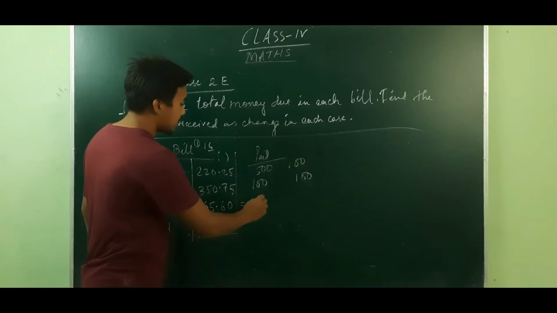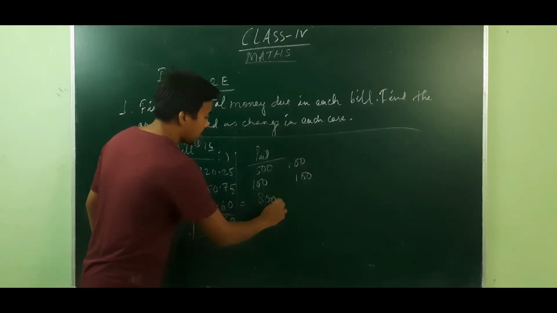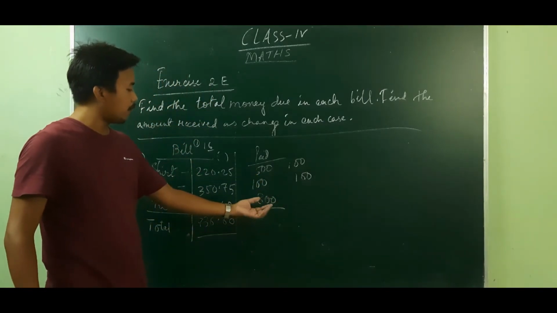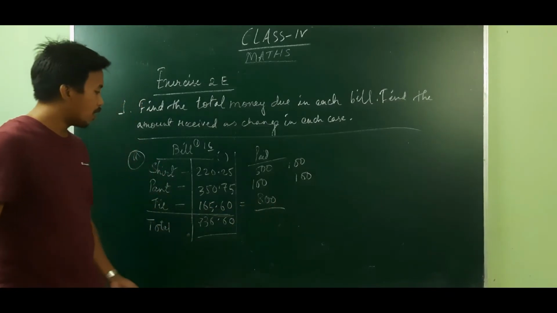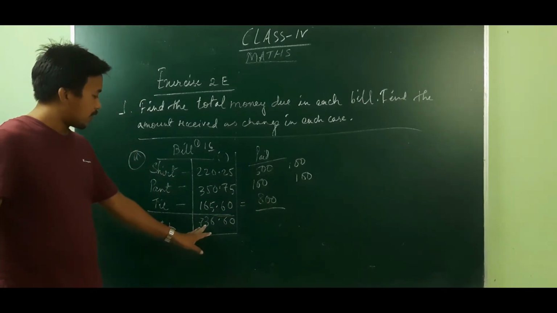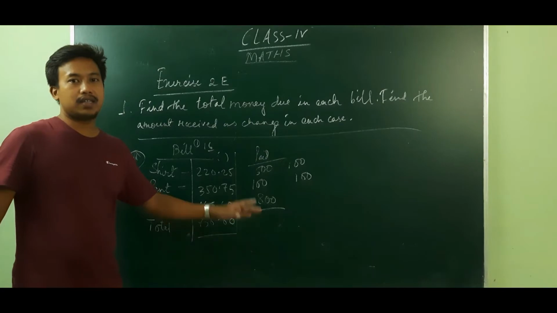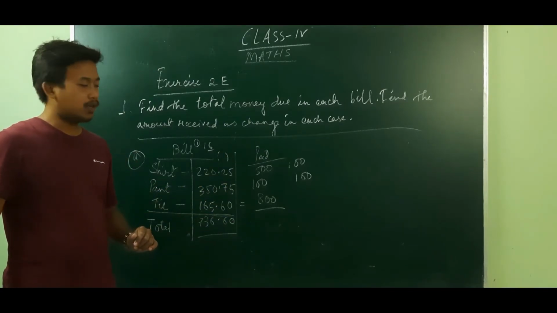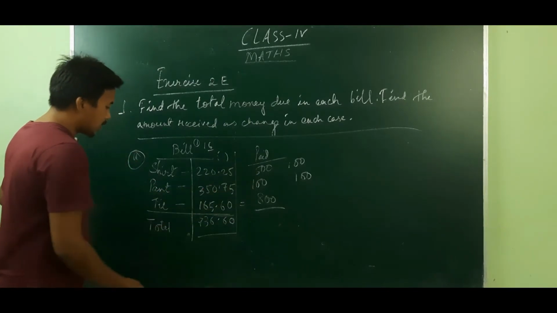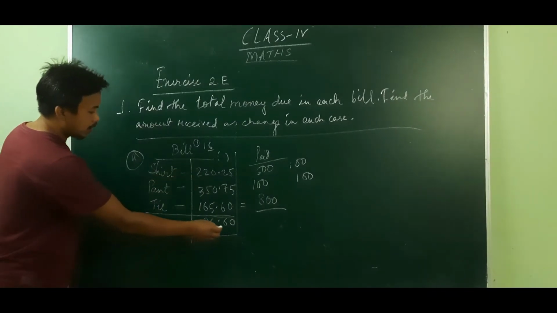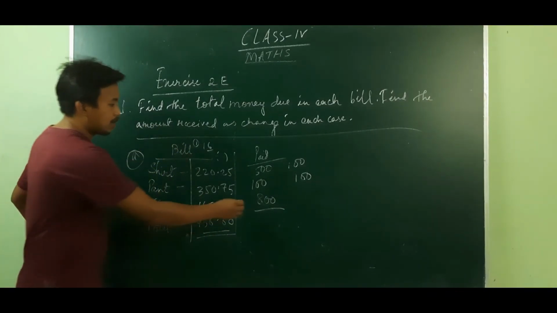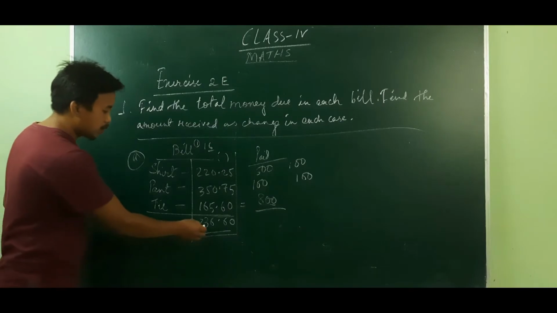700 plus 100, you have 800 in your pocket. It means you've been given 800 rupees from your home, but you have to pay 736.60 rupees in the school store. So it's very easy. Say for example, this is your bill. This is the money you have. You have to pay this much amount.